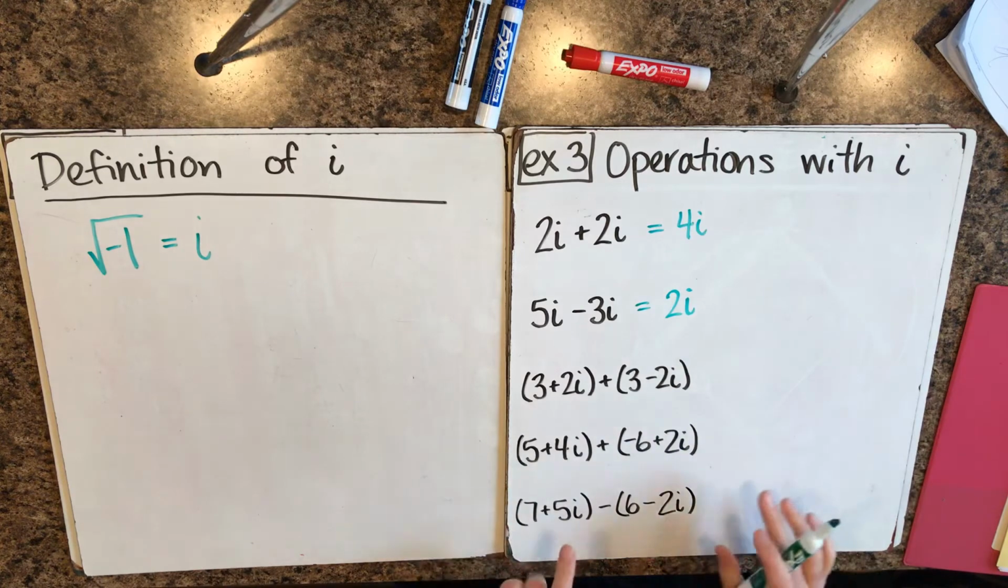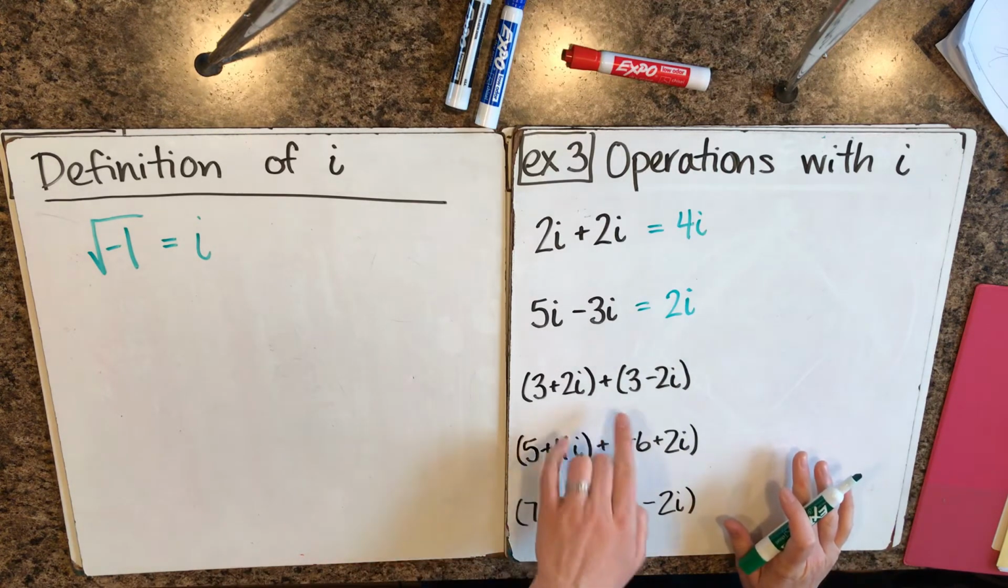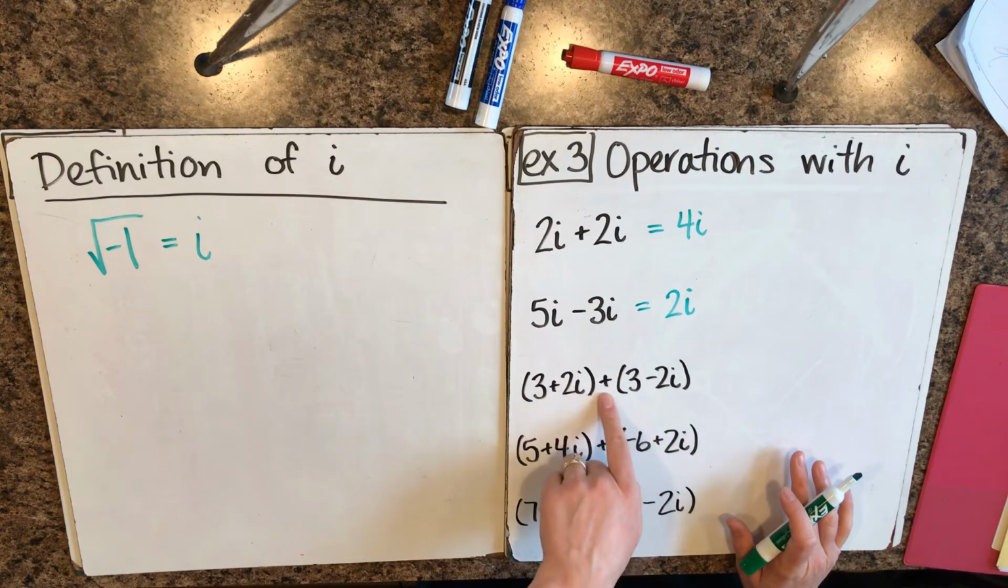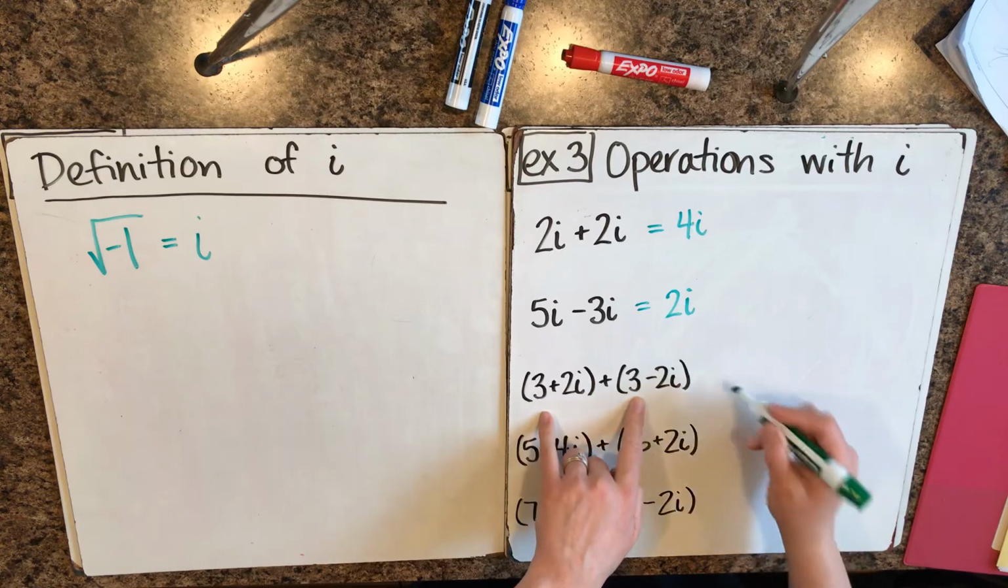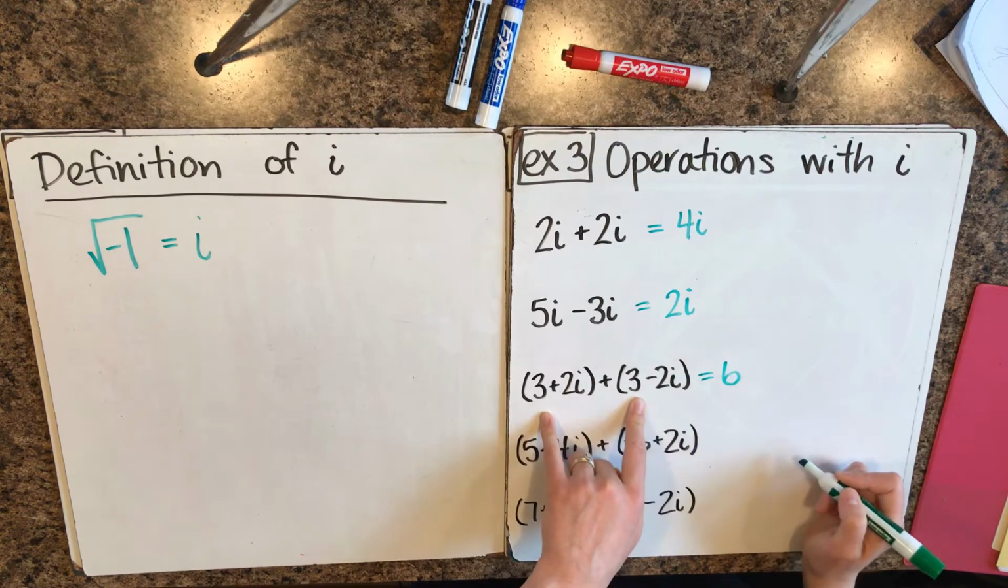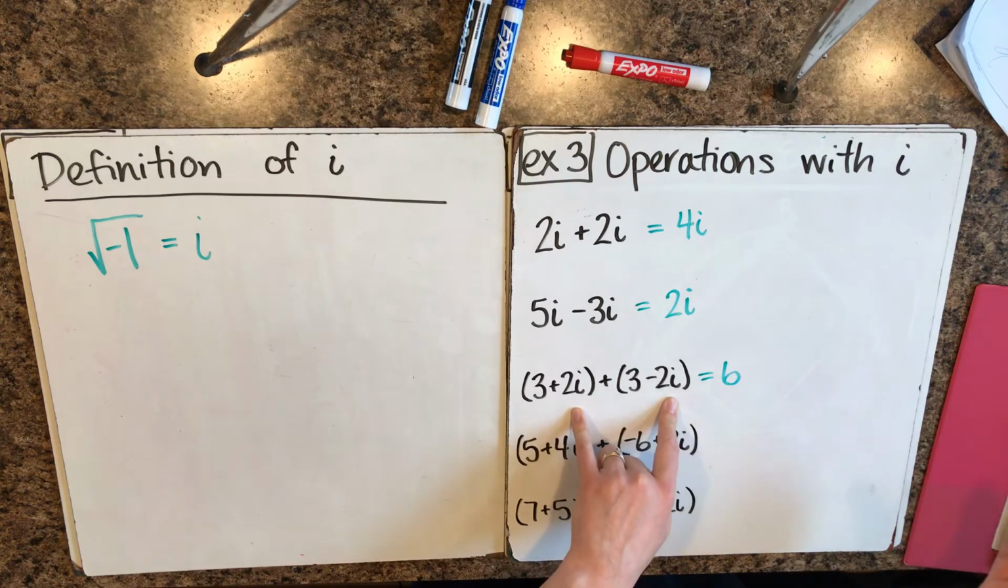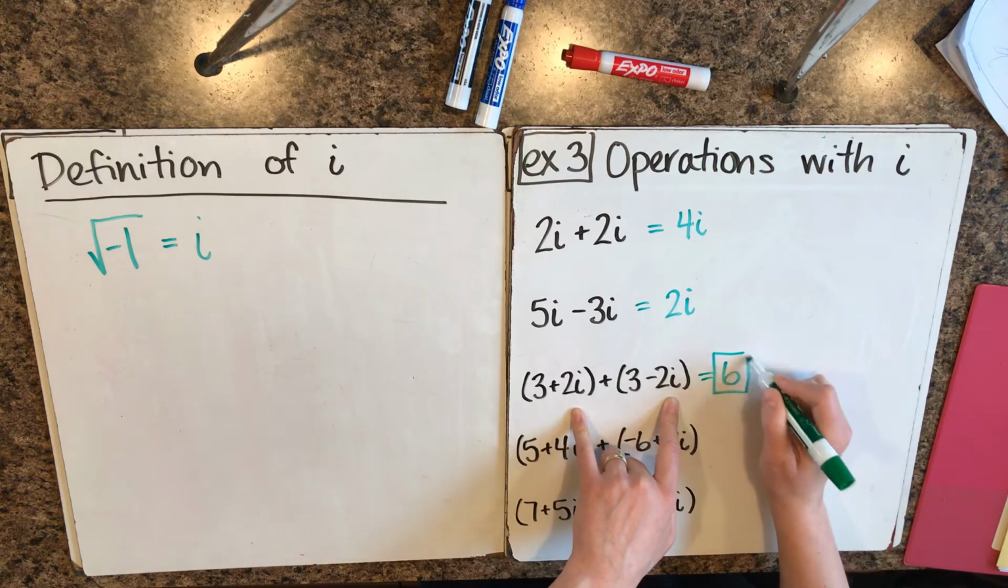Okay, don't get confused or tricked here. Even though there's parentheses around these two complex numbers, it's still just addition. So we're just adding like terms. So 3 plus 3 is alike, and 2 plus negative 2 is alike. 2i plus negative 2i, that actually becomes 0i. So this one just simplifies to 6.